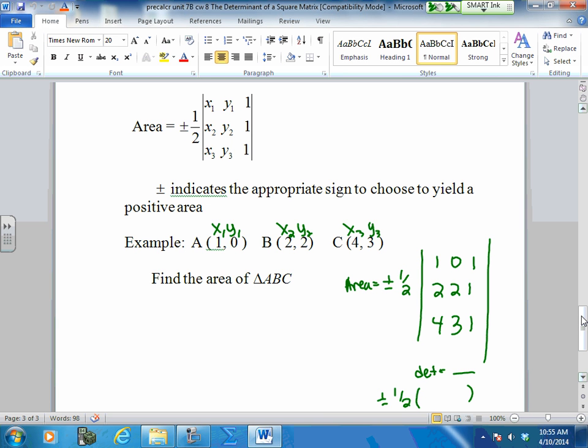Because otherwise on a grid, you have to go through your base times height, your 1/2 base times height, right? So if it's not falling exactly where you can count the boxes, you're going to have to do your distance formula to find your base, your distance formula to find your height, and then you're going to have to multiply them and take half. This makes it a lot easier. Find the determinant of those 3 points and just multiply it by 1/2.